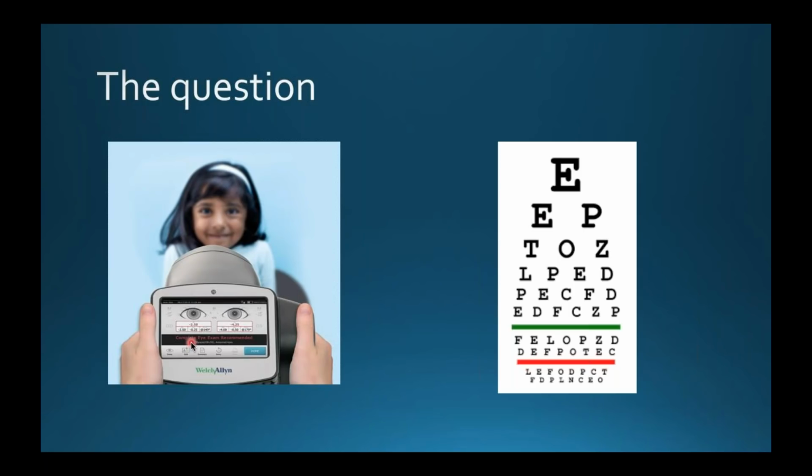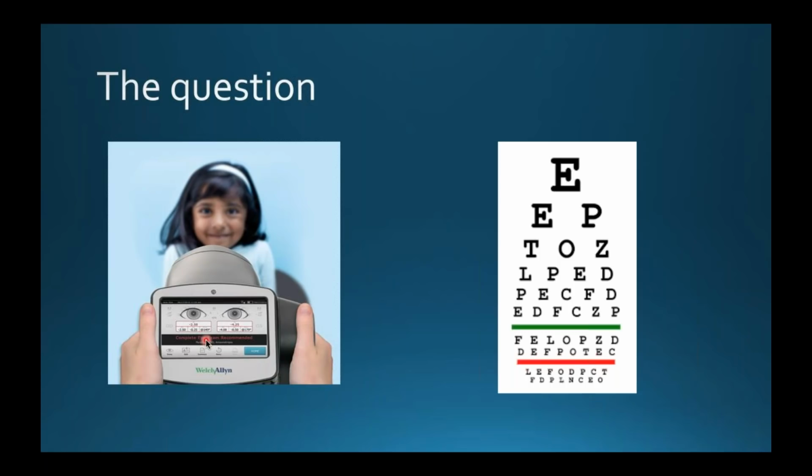And a refractive error is why the child can't see. Is it nearsightedness? Is it farsightedness? Is it astigmatism? Is it a combination of the previous, where when you put that into a glasses prescription, then their visual acuity should improve?